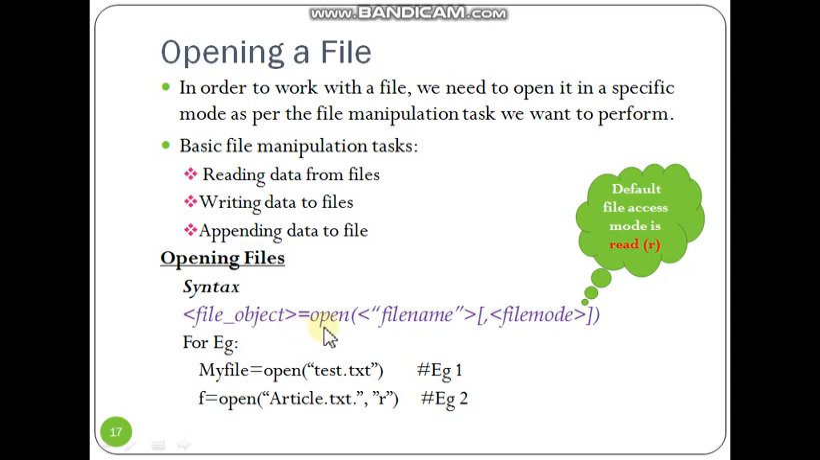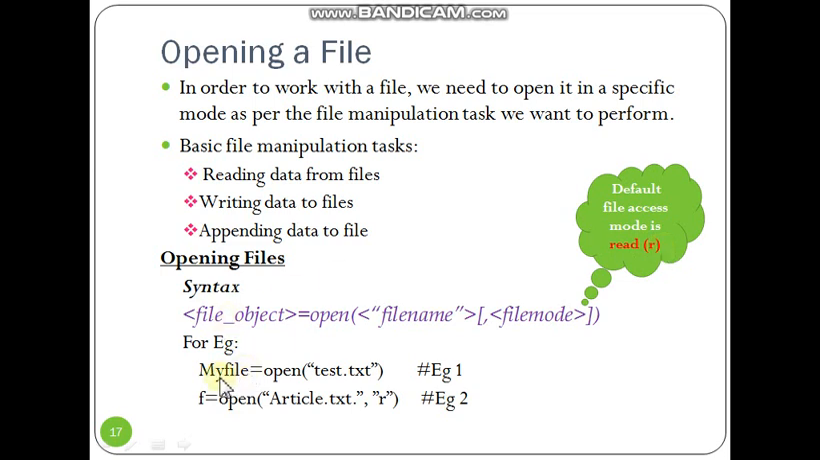File object equals open, then brackets. Two arguments are needed, and the second one is optional because it is enclosed within square brackets. The file name is the first argument, and the second is the file mode. If we are not giving this parameter, by default it is read mode.